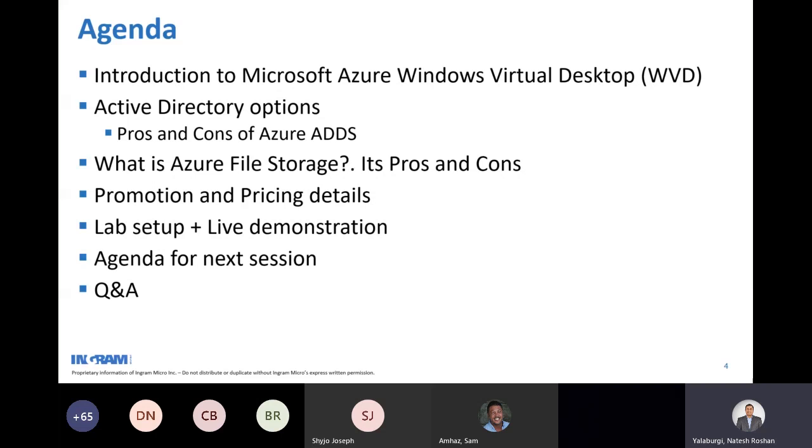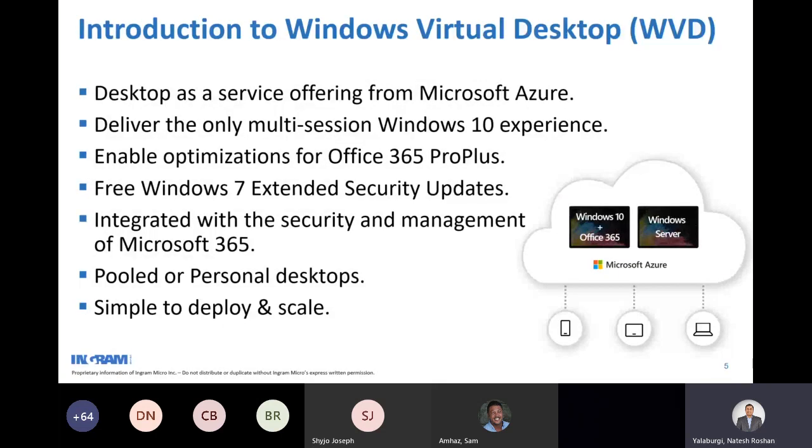So Windows Virtual Desktop was introduced sometime around September last year. It's a desktop as a service offering from Microsoft. It is the only Windows 10 multi-session offering available in today's market. Citrix and VMware Horizon actually are using Windows Virtual Desktop in the background to provide you a multi-session Windows 10 experience. It's not available on IBM Cloud. It's not available on AWS. It's only available on Azure as of today.